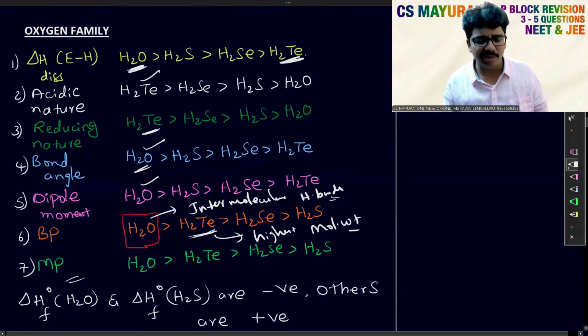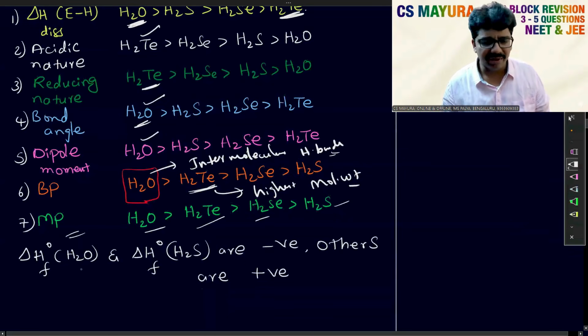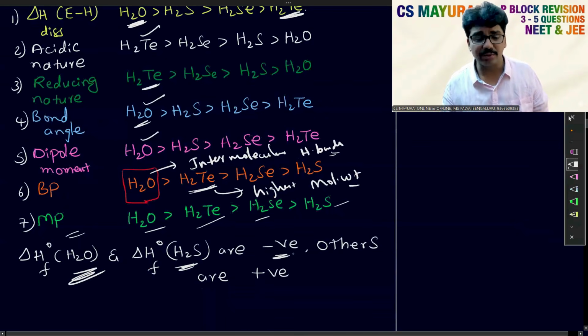Melting point depends on its crystalline structure in its solid state. So water has the highest melting point. Next, H2Te, H2Se, and the least melting point is H2S. And this is very, very important: the standard heat of formation of water and the standard heat of formation of H2S are negative.